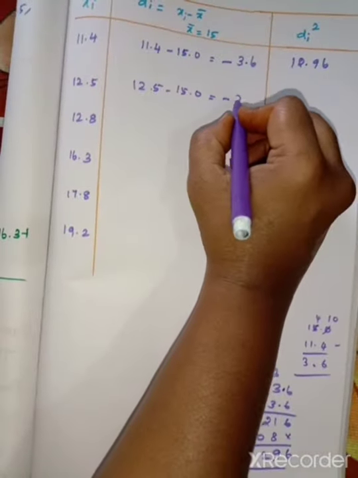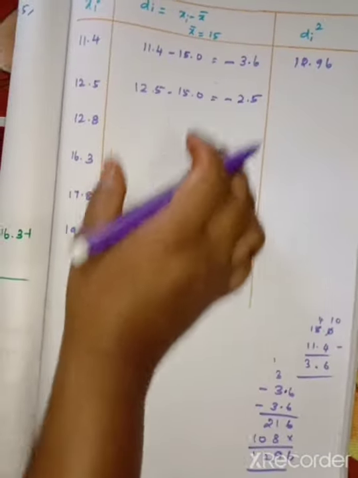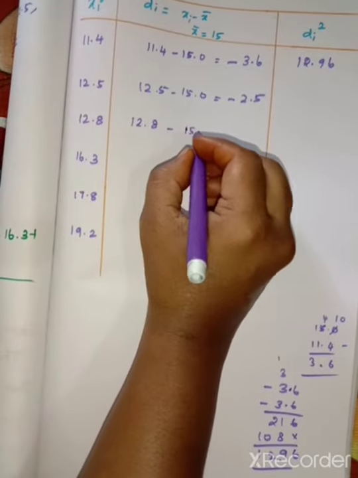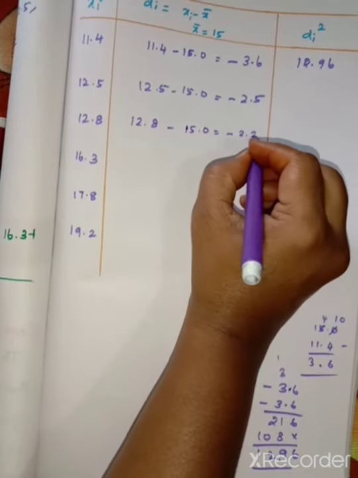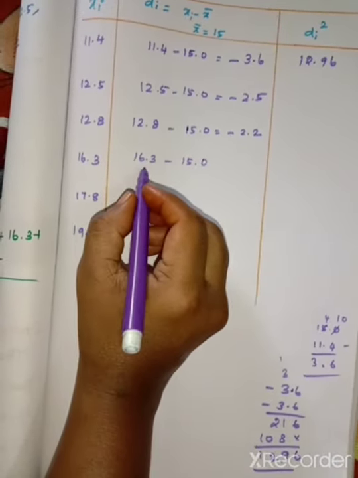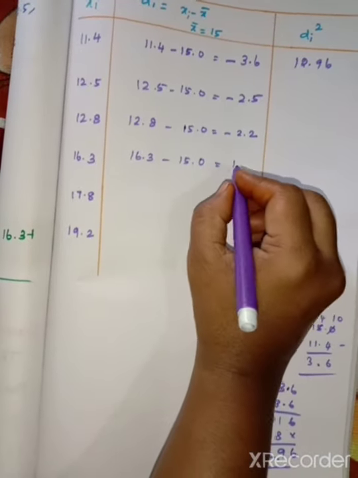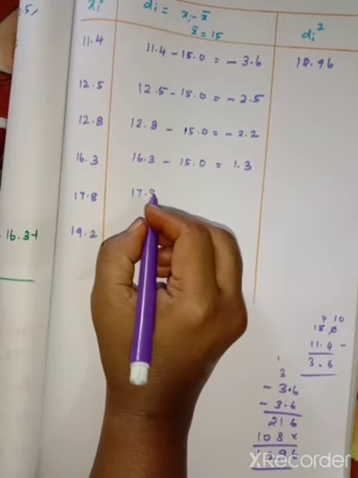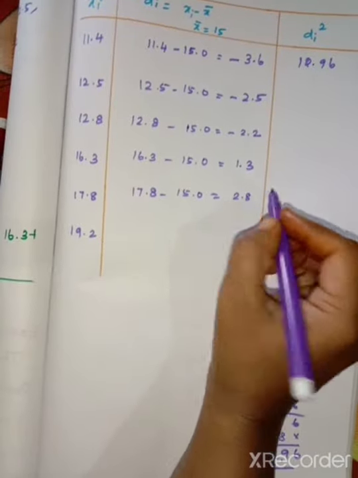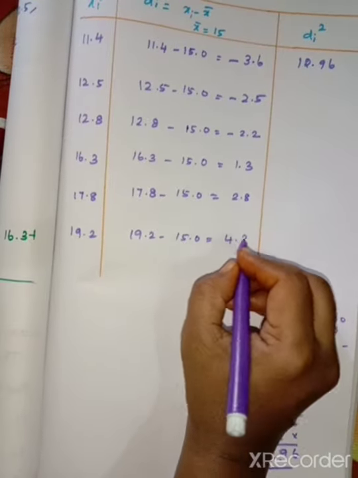If you subtract, we get 2.5. You have to use the rough column and subtract and square. Here I have written 12.8 minus 15.0; if you subtract, it is minus 2.2. Then 16.3 minus 15.0. Here 16.3 is greater, so the sign is positive; if you subtract, it is 1.3. Then 17.8 minus 15.0 is 2.8. Then 19.2 minus 15.0 is 4.2.